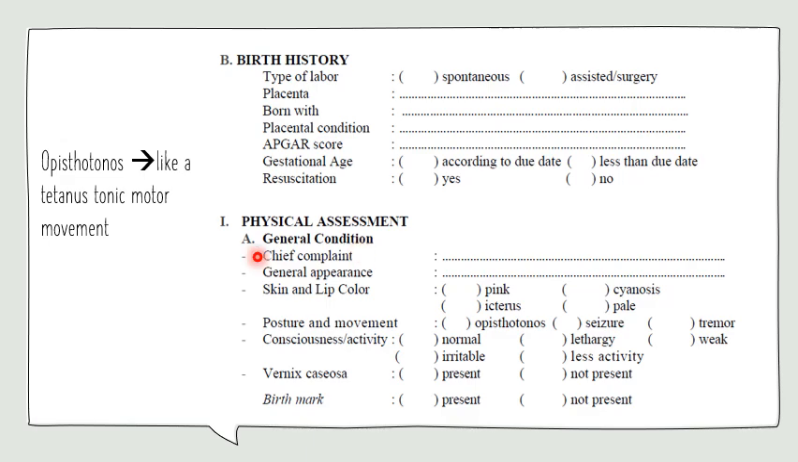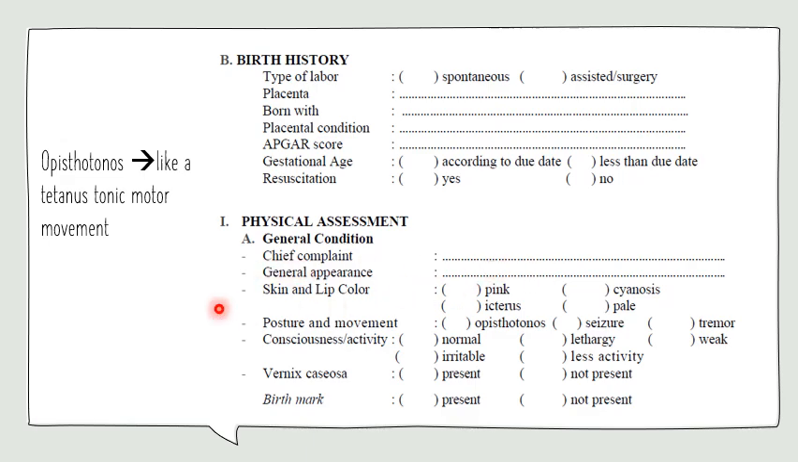So we assess the general condition and the chief complaint. How is the baby? Is that a normal baby, or a not normal baby with small birth weight or something like that? And then we will write about the general appearance, how the baby looks.